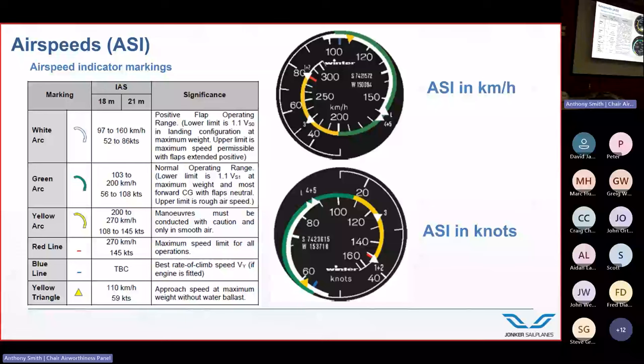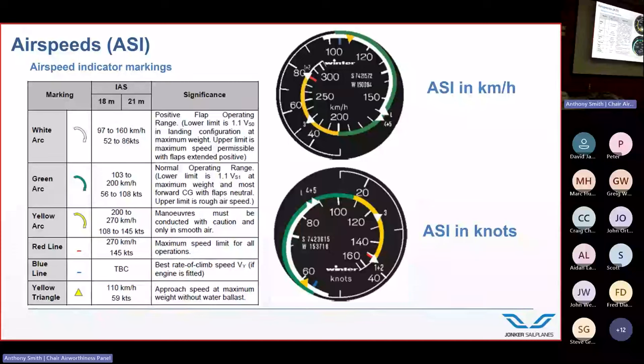The green line starts a little bit further than the white line, and I think you can guess that this is with flaps in the en route position. So that is not positive flap, that is the en route or neutral flap position. And you see the stall speed at the neutral flap position is about 5 knots faster, and that starts at about 192 kilometers an hour. So that's the stall speed, maximum weight with neutral flap. And the green arc then continues to 200 kilometers an hour, where the yellow arc starts.